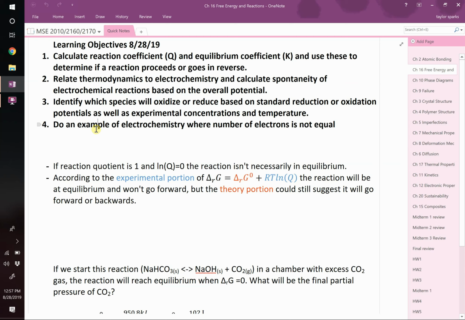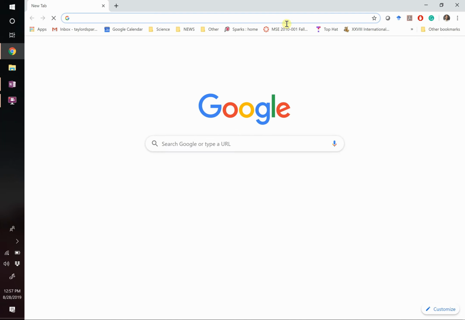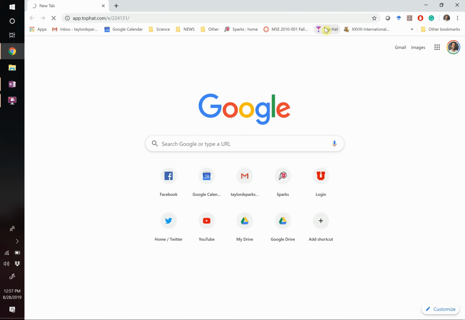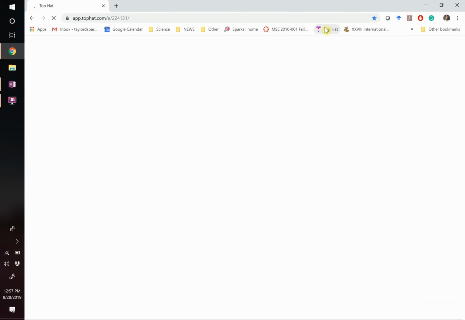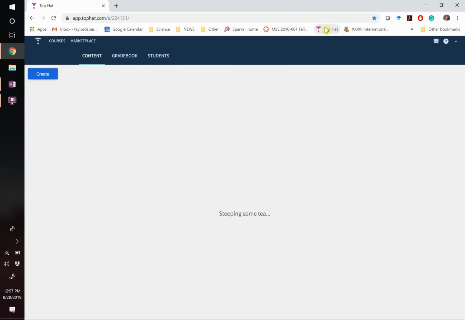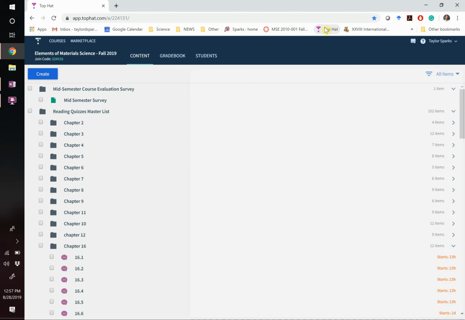A couple quick notes while I'm thinking about it. Today is the first day that we're going to do clicker questions for points in class. And we're also going to start doing clicker questions for reading. Now, the reading questions are super easy. And I don't expect you to read the book and completely understand everything. They tend to be very simple vocabulary questions, essentially.